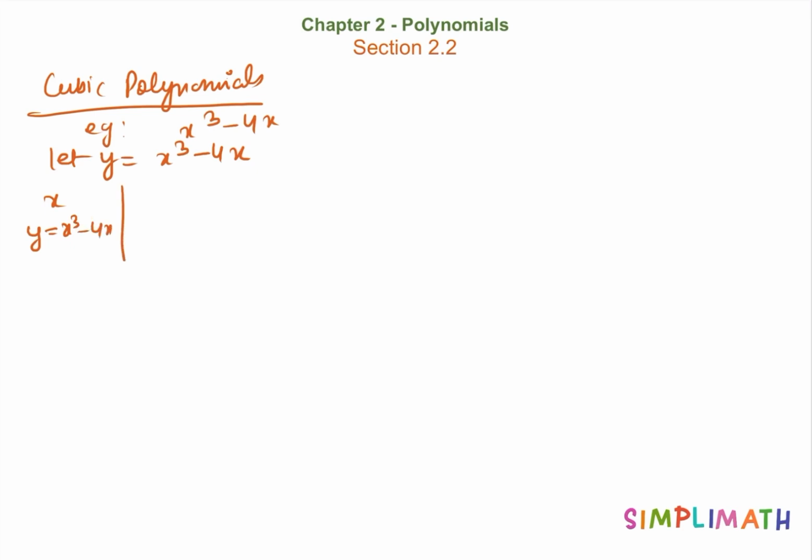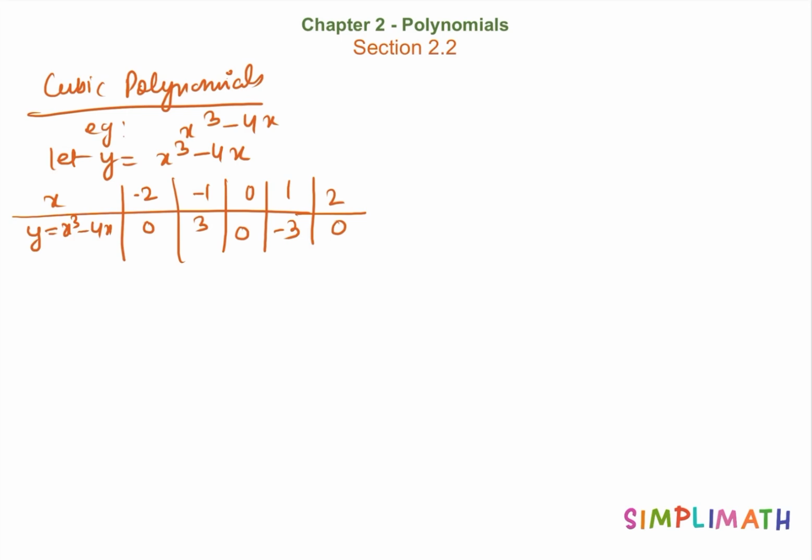If x equals minus 2, then y equals 0. If x equals minus 1, this is 3. If x equals 0, this is 0. If x equals 1, this is minus 3. If x equals 2, then we have 0.